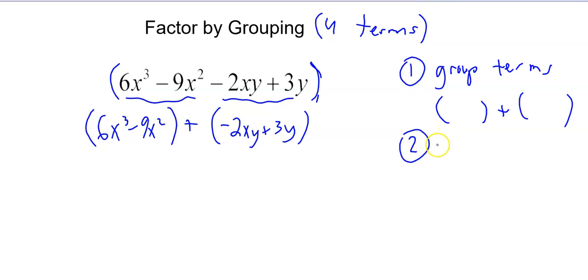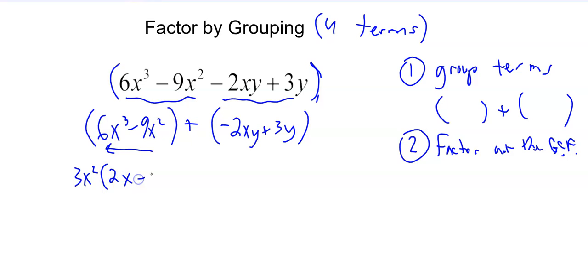Second step, factor out the GCF, the greatest common factor of each parentheses. So we're going to pull out the GCF. In this case, that looks to be 3x squared times 2x minus 3, looks like.